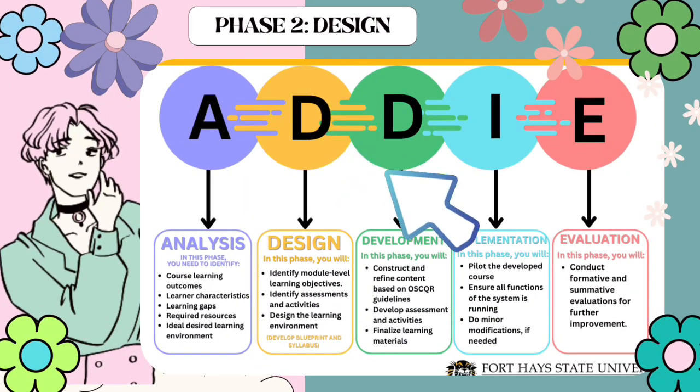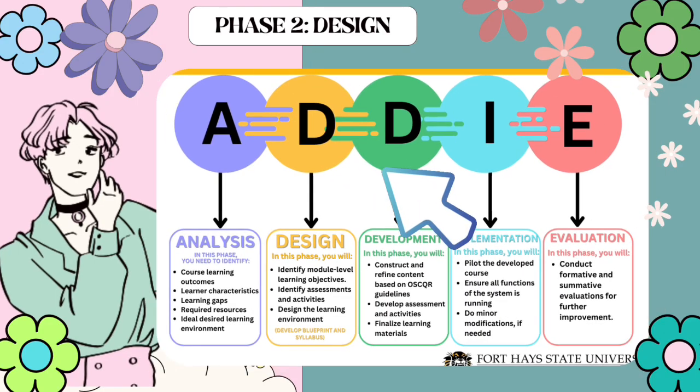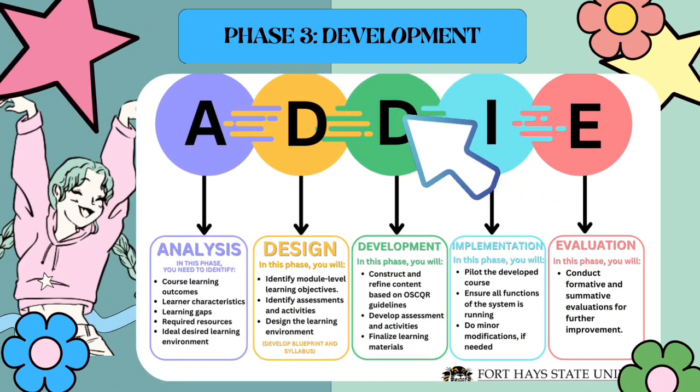Phase 2 is design. This requires careful planning and will often take more time to complete than initially anticipated, particularly if this is the first course you are developing. Course developers need to identify and articulate the major course elements, including module topics, learning objectives for each module, learning activities, and assessments. Phase 3 is development.